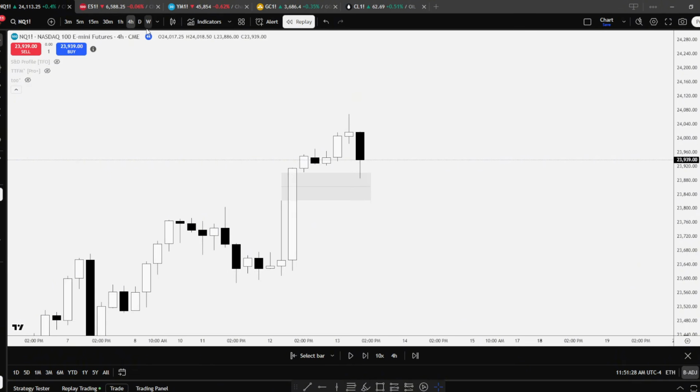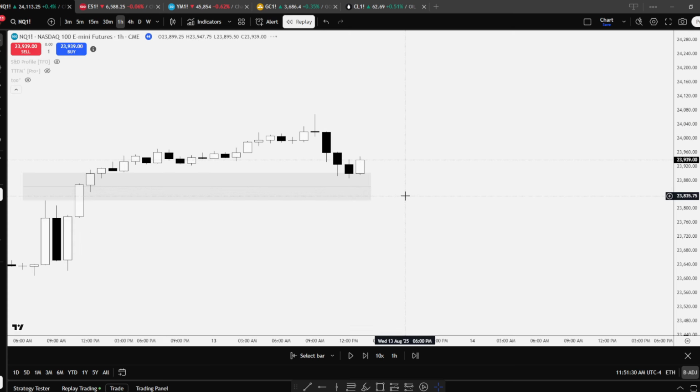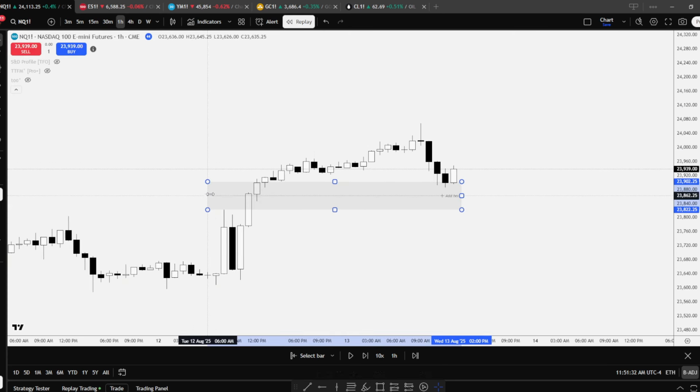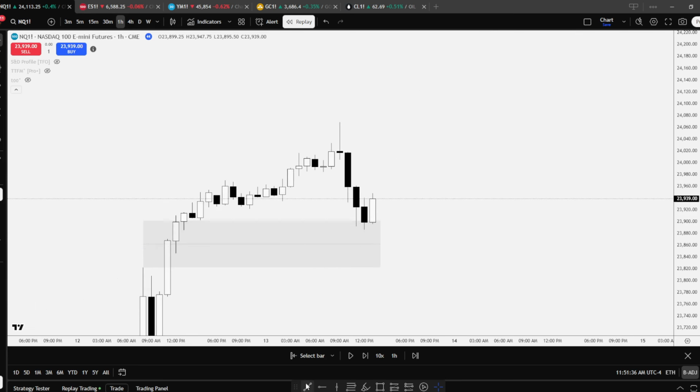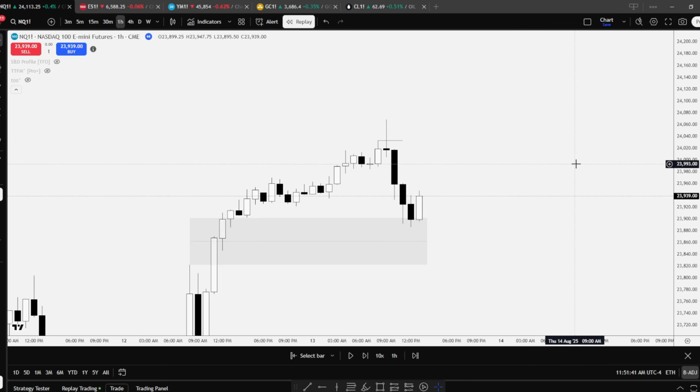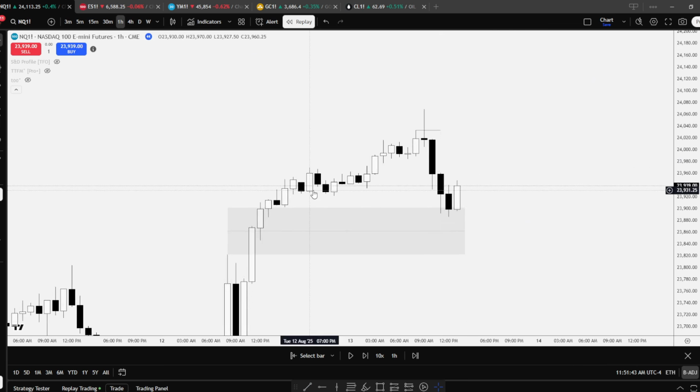Heading down to the 1-hour chart, we can see that we have put in a 1-hour reversal candle at 9 a.m. We come up, we take out this high, and we close back inside. Now, what's another thing that happened in the overnight session? We never really manipulated price.